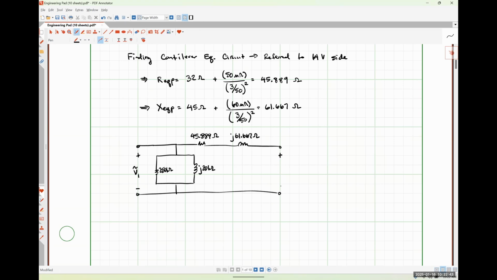And the voltage on this side is going to be V2 over A. For what it's worth, the current flowing in here, I1, the current flowing out of here, if this thing were connected to something, would be A times I2.